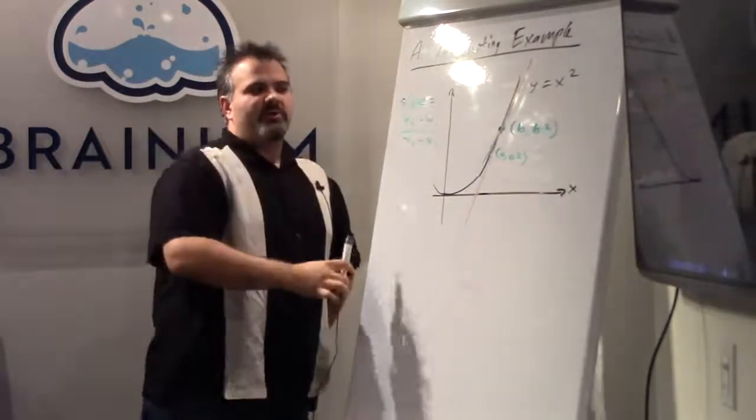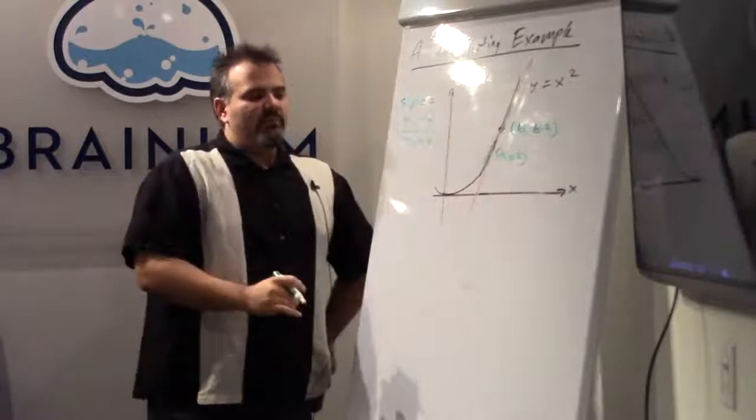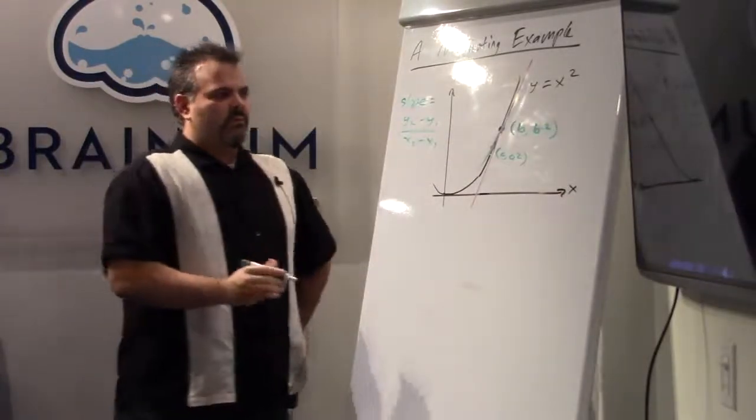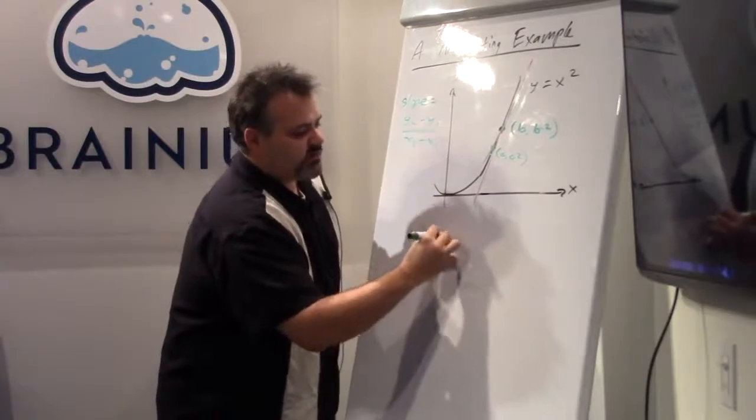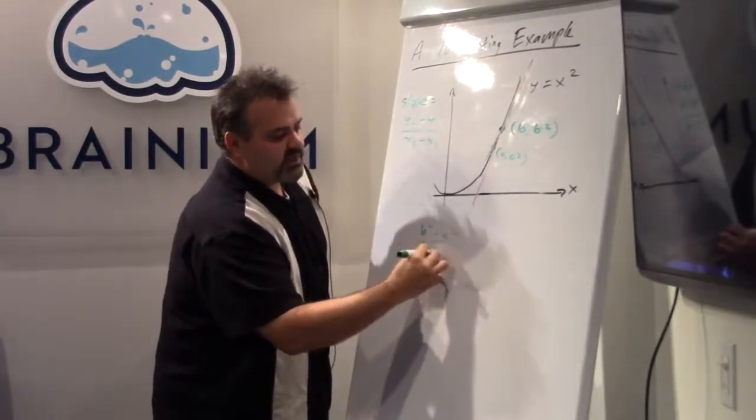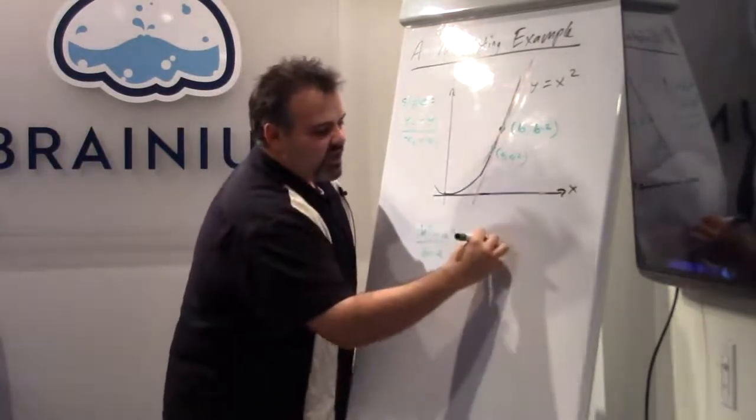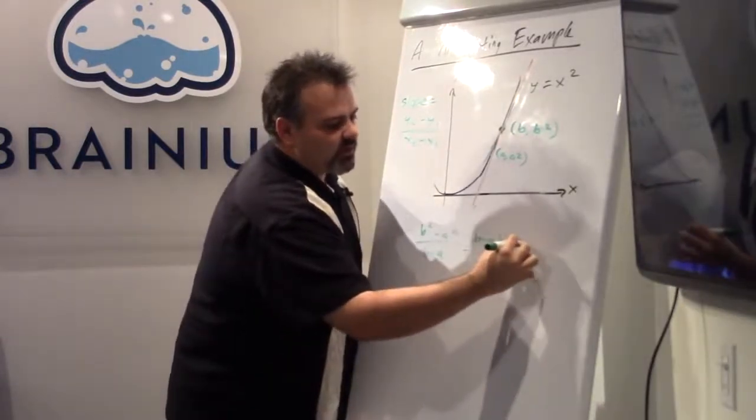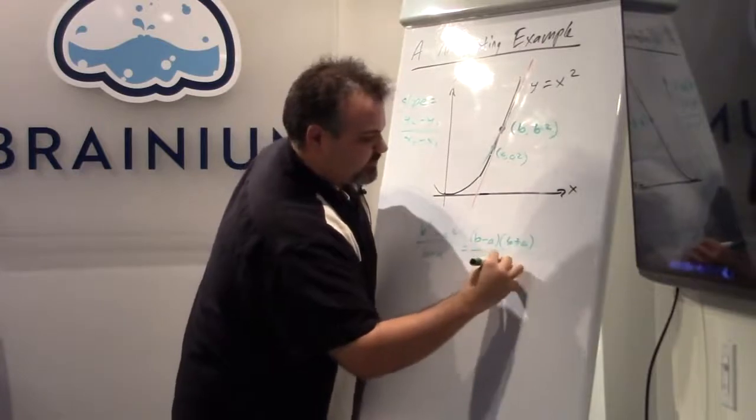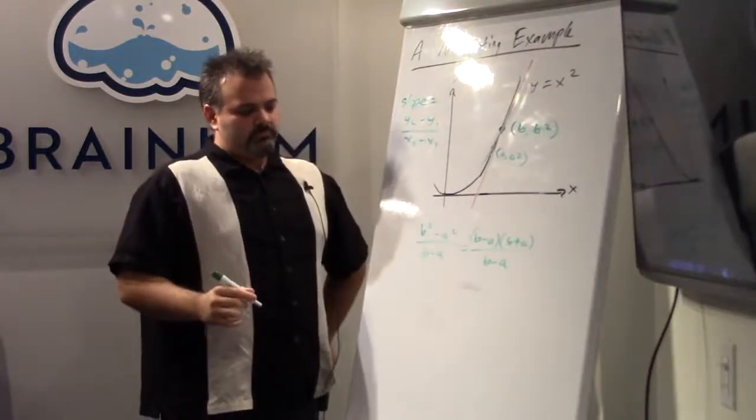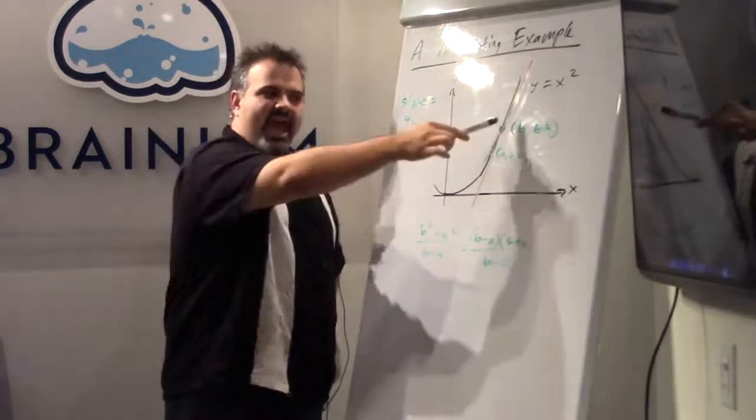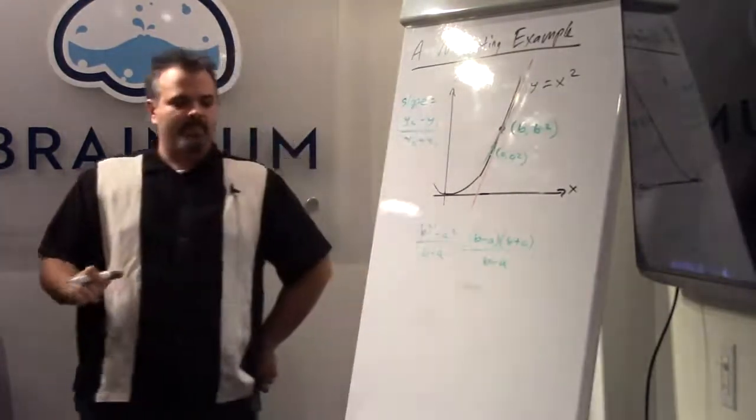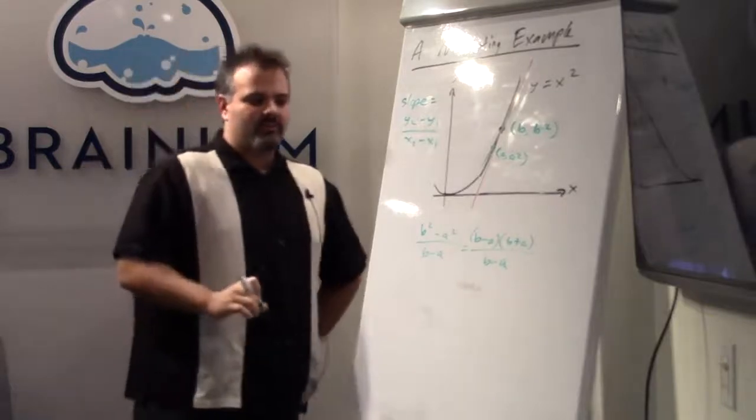And let's do the slope formula, not on numbers, but on these kind of abstract numbers. So we're going to do the slope formula. b squared minus a squared over b minus a. And once we do that, we can start using algebra on this. Okay, so if we had two points, this would be the slope between them.